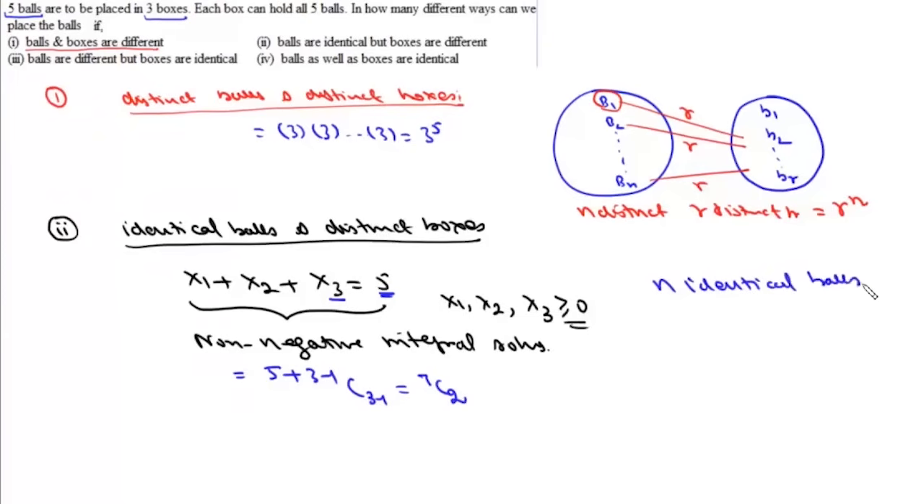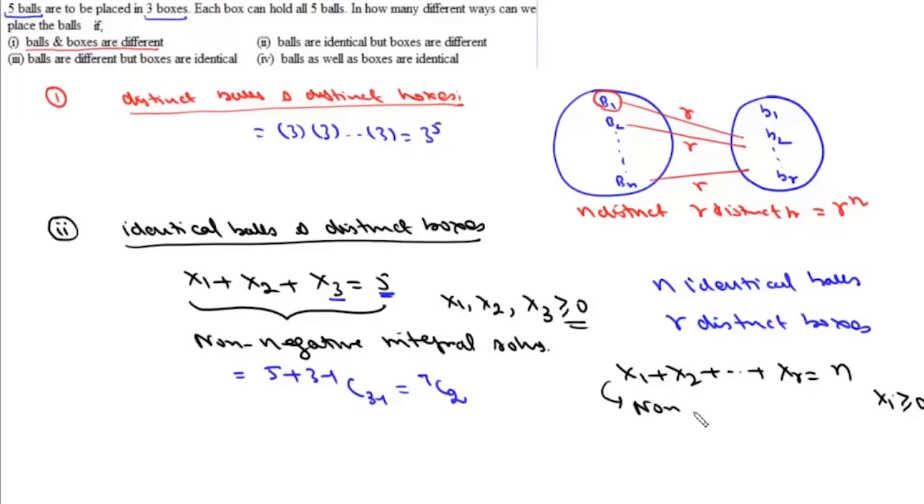Now we'll take this general case when we have n identical balls and r distinct boxes, then we can write this condition as this linear equation, which is x1 plus x2 plus ... xr must be equal to n, where each xi is greater than or equal to 0. We need to find the number of non-negative integral solutions. The number of non-negative integral solutions in this case is given by n plus r minus 1, C r minus 1. So this is how we distribute identical balls in distinct boxes.